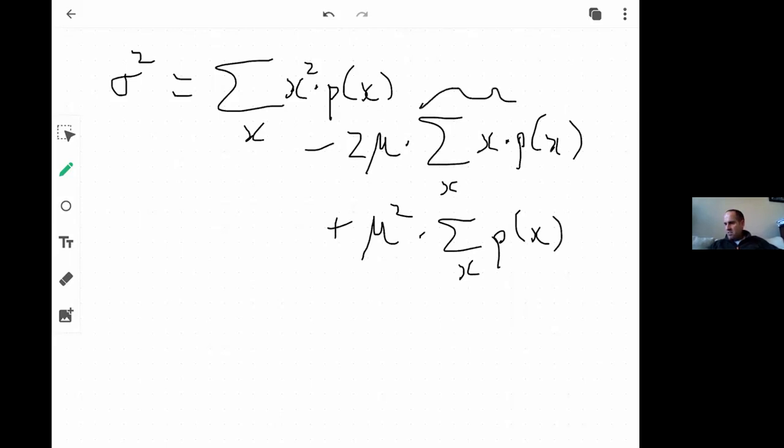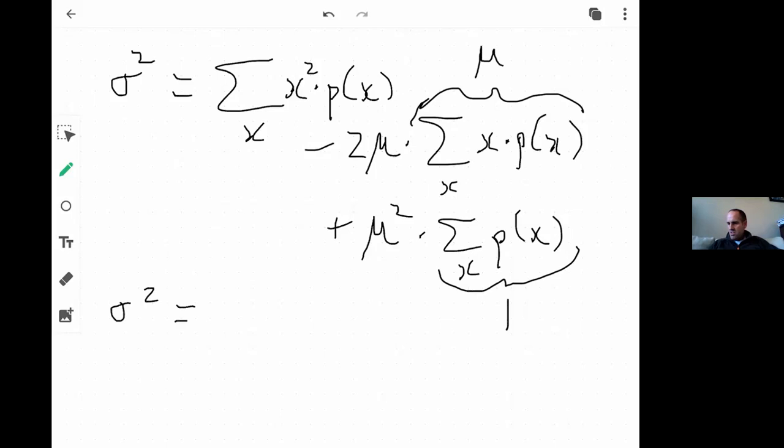This right here, that thing right there, the sum over x of p of x, that ought to remind you of something. That's just mu. That's the mean. And what's the sum over x of all the probabilities? Well, that's just 1. So there's going to be a massive simplification here.